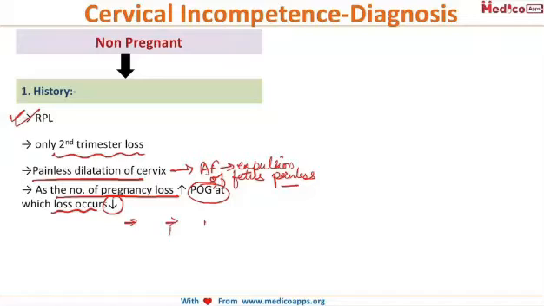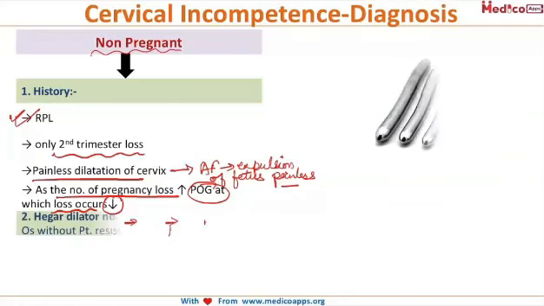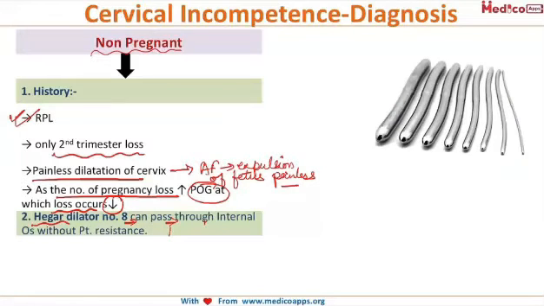And the diagnosis in the non-pregnant state is not very conclusive. We do not have many methods. Although you can use Hegar's dilator, and if Hegar's dilator number 8 passes easily through the internal os without resistance, without the patient feeling pain, then it is diagnosed as cervical incompetence.